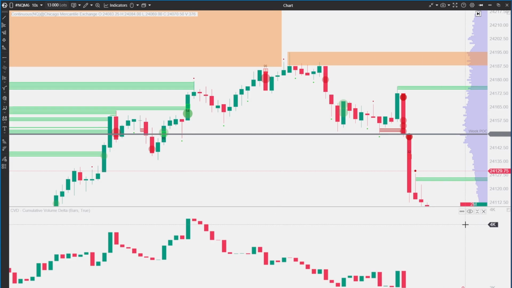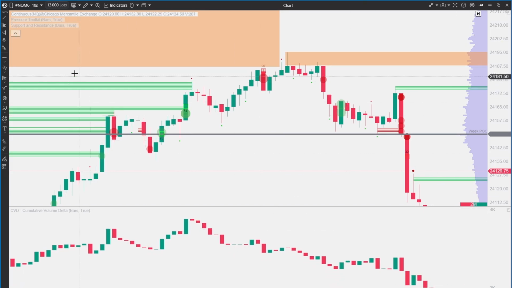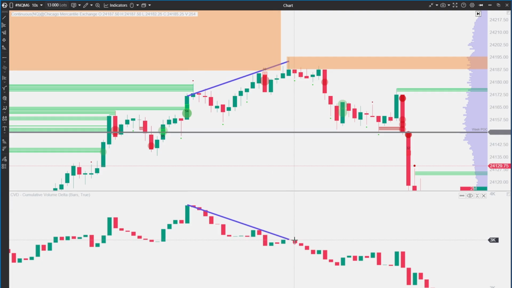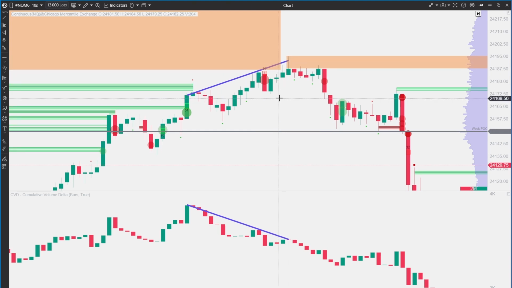But if you guys notice this, again, great job. But this is why delta is important. We have price going higher. And we have a pretty dramatic delta divergence here. So you can see here the delta is really dropping when price is still going higher. So this is again a warning sign that a reversal may occur.